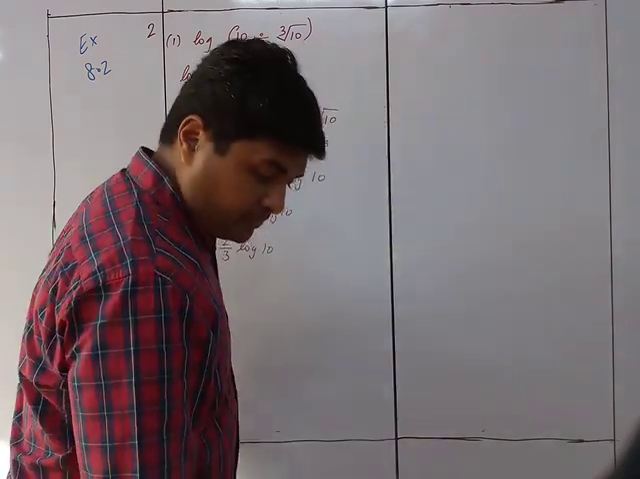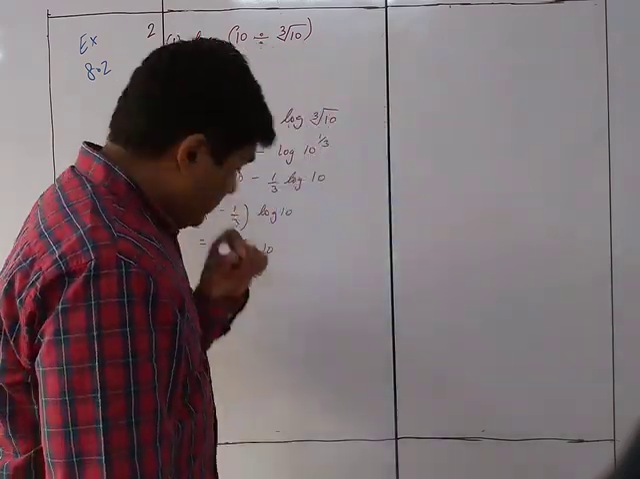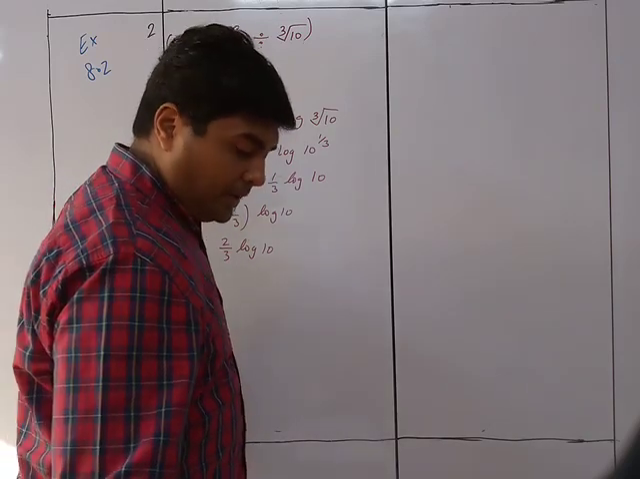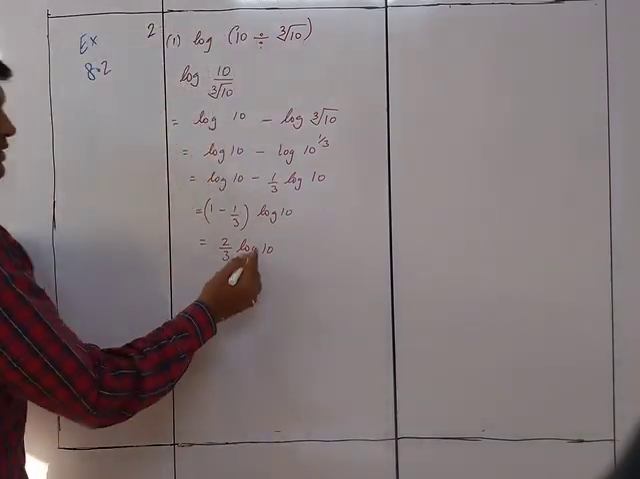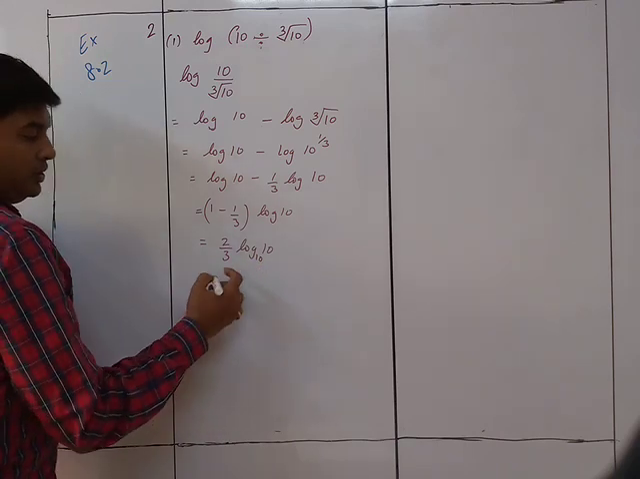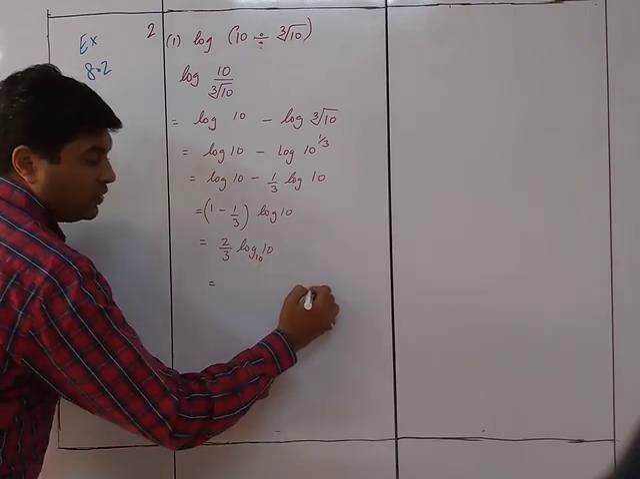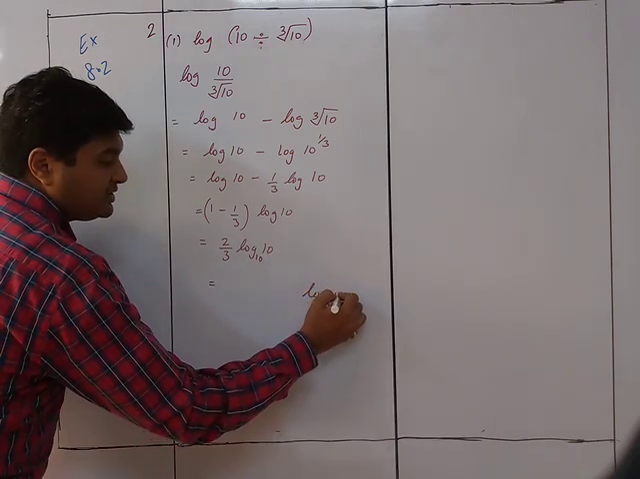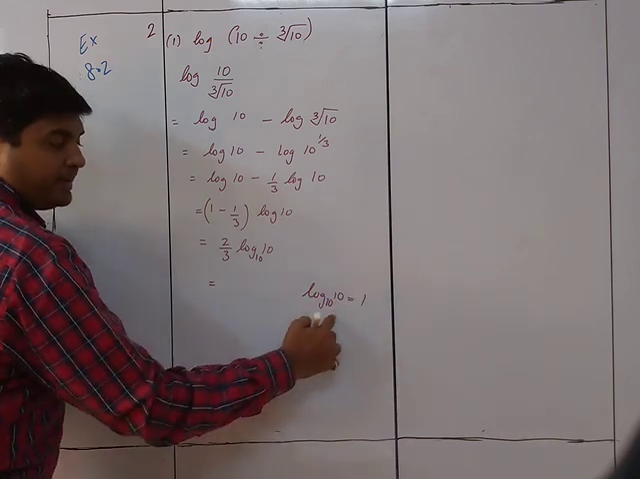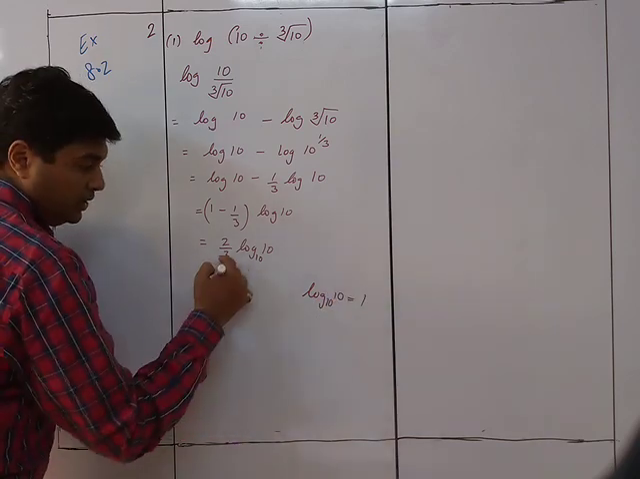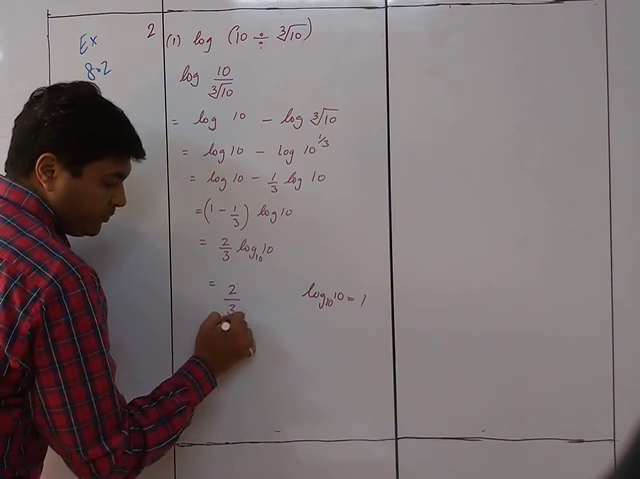Now one thing we left out is we know that the base is 10. So you know log of 10 to the base 10 is equal to 1 because the bases are the same. It is always 1. So here the answer is 2 upon 3.